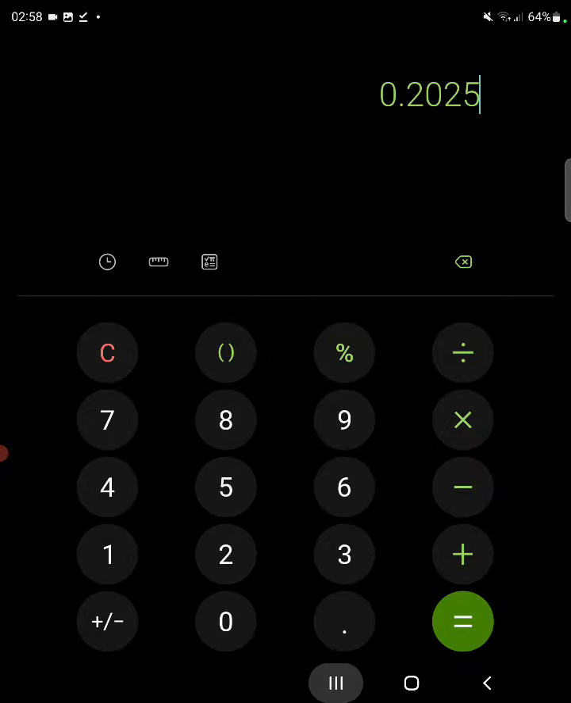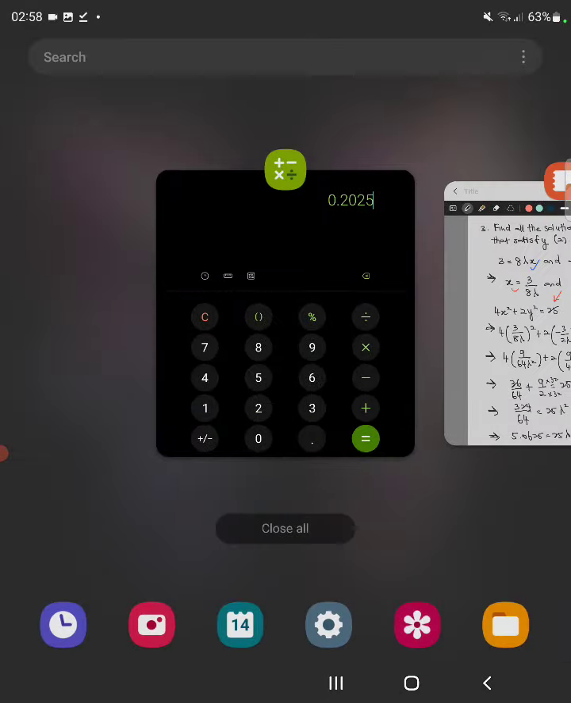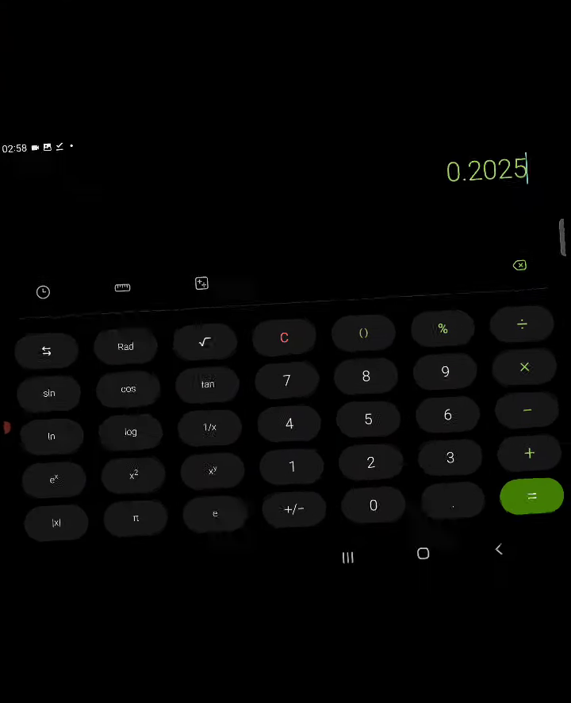So we have such a value here, 0.2025. If we want to find lambda, since we have lambda squared, we need to have a plus or minus. So to have plus or minus, we need to take the square root of this one, the square root of 0.2025.